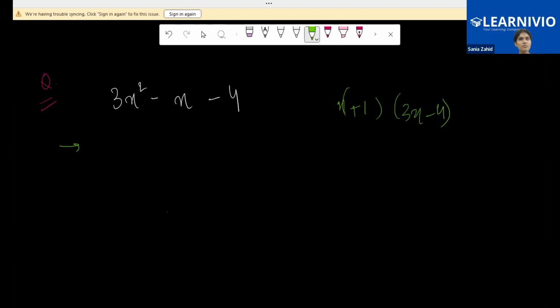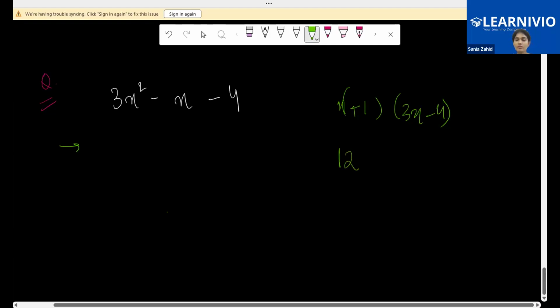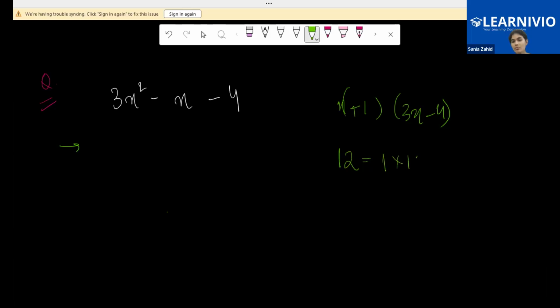3 into negative 4, 3 into 3 into 4 negative 4, gives you 12. So what are the factors of 12? I can write down 12 as 1 into 12. Ma'am, it is negative 12, right? Yeah, negative 12. See, you need not consider the sign for now.